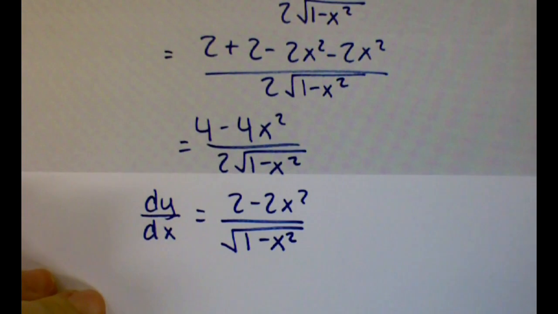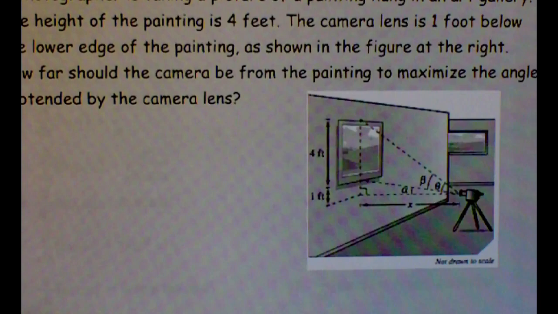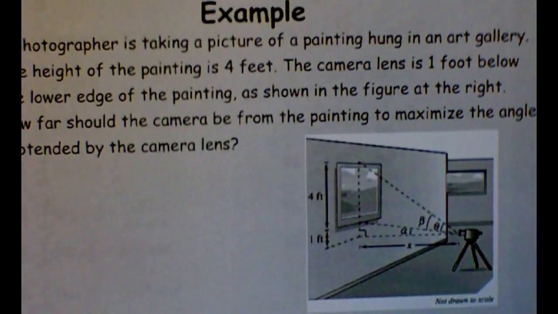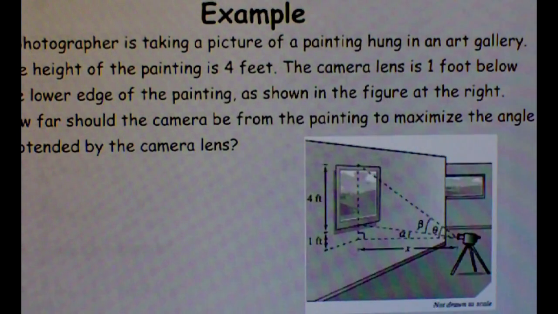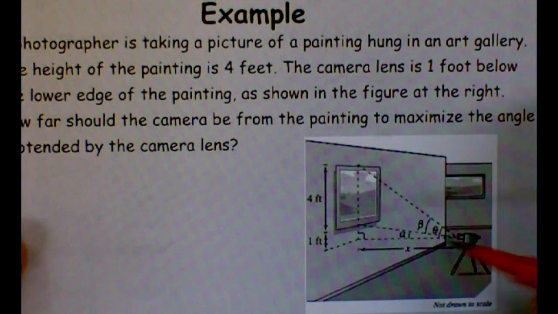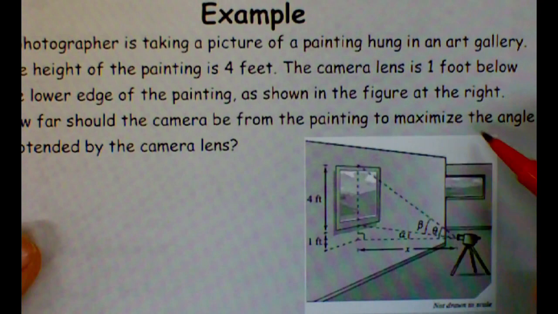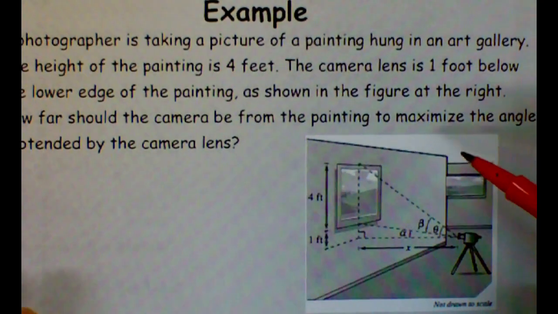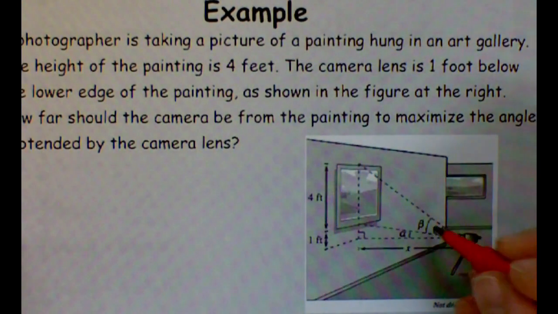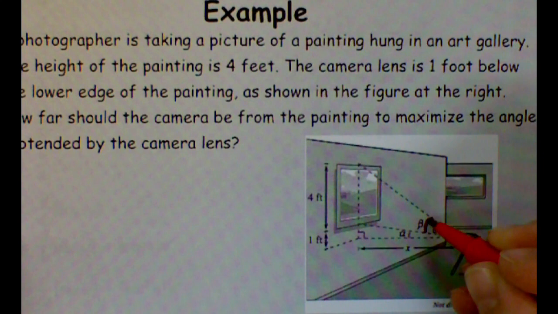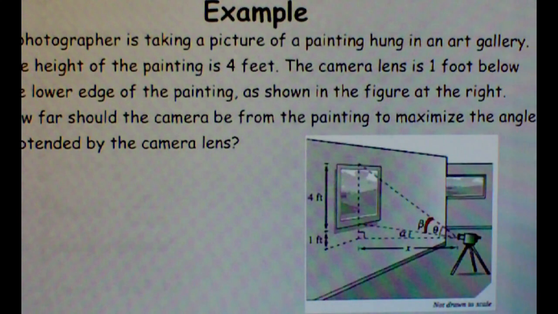Fun stuff. All right, let's take a look at our word problem here. We have a photographer taking a picture. The head of the painting is 4 feet. The camera lens is 1 foot below that. And how far should the camera be from the painting to maximize the angle subtended? That is this angle B. All right, so we're trying to figure out the max of B.